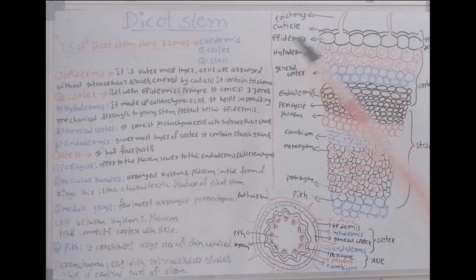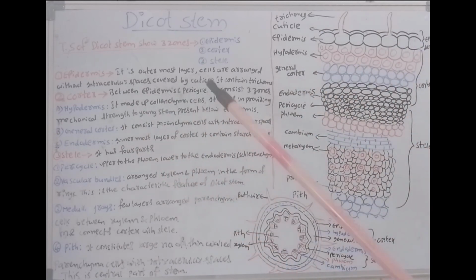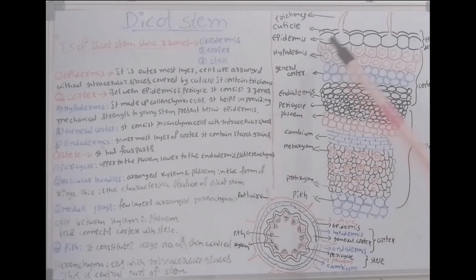See here, first one, hypodermis. Hypodermis is made up of collenchyma cells. In these collenchyma cells intercellular spaces are absent. That's why this hypodermis helps in providing mechanical strength to the young stem. What is the function of hypodermis? This hypodermis helps in providing mechanical strength to the stem, because this hypodermis is made up of collenchyma cells.